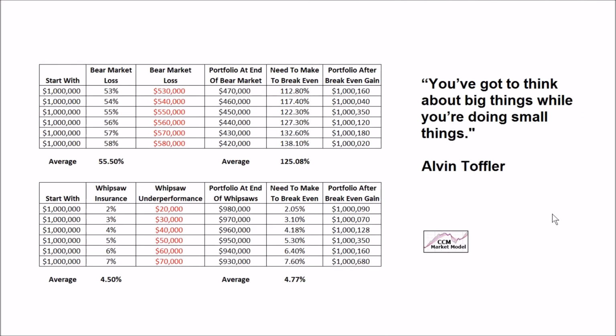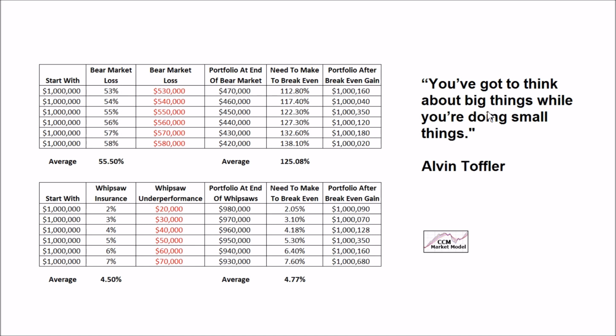The market model is designed in such a way that it's always thinking about a full market cycle. How will we handle the case where stocks exceed expectations for the next 3 years? And how will we handle the other extreme case where stocks plummet in the next 3 years? You've got to think about big things, the entire market cycle, while you're doing small things.